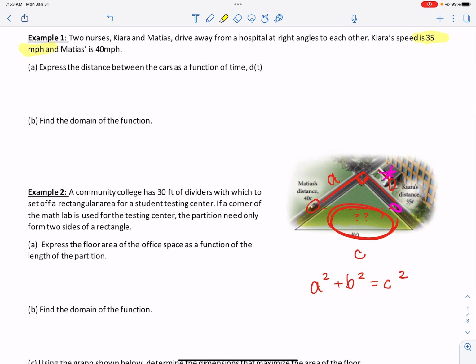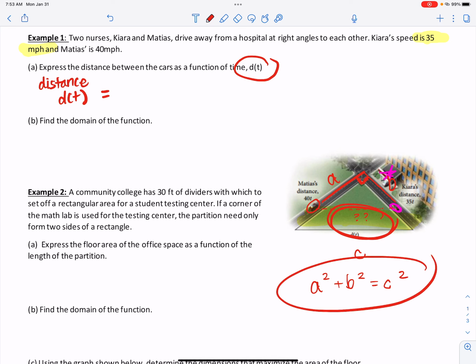Now, we're interested in this side C. You can call it whatever you want. You can call it C. In this case, they want you to use D, but it doesn't really matter, okay? So the distance between the two cars, and they're going to call it D of T, okay? Well, it's this formula right here. A squared plus B squared equals C squared.